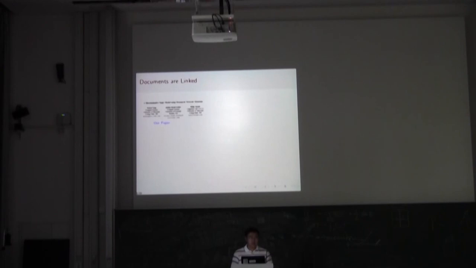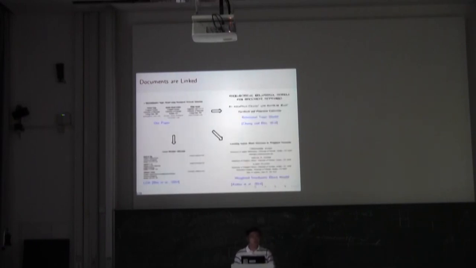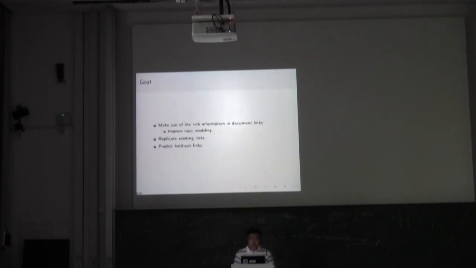In the real world, the documents are usually linked. For example, our paper has citation links with other papers like latent Dirichlet allocation, relational topic model, and stochastic block model. The reason that these links exist is that these papers share similar topics like topic models, document network, and block detection. So the goal of our paper is to make use of the rich information in these document links in order to improve topic model. And we will evaluate by replicating existing links and predict held-out links.